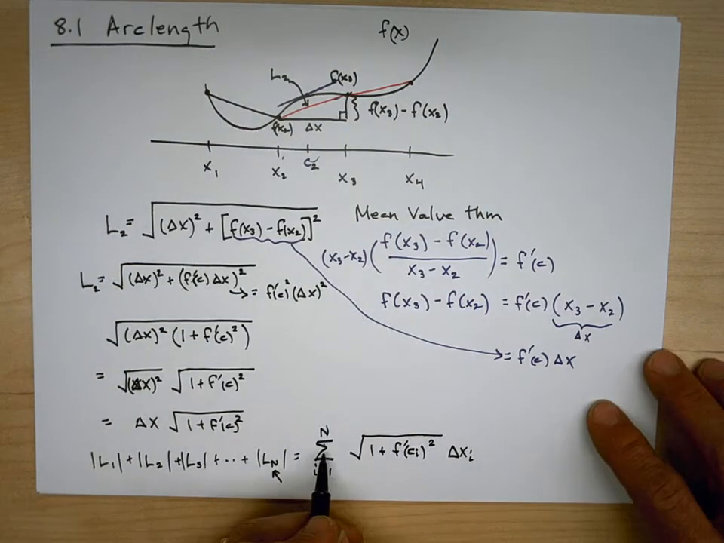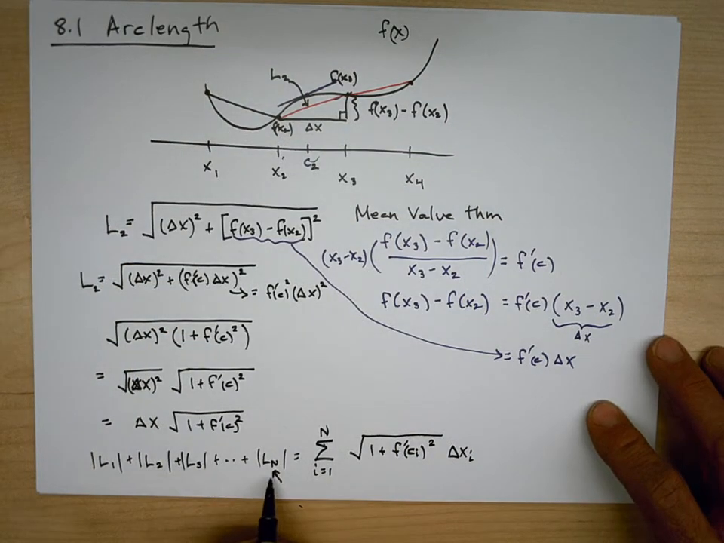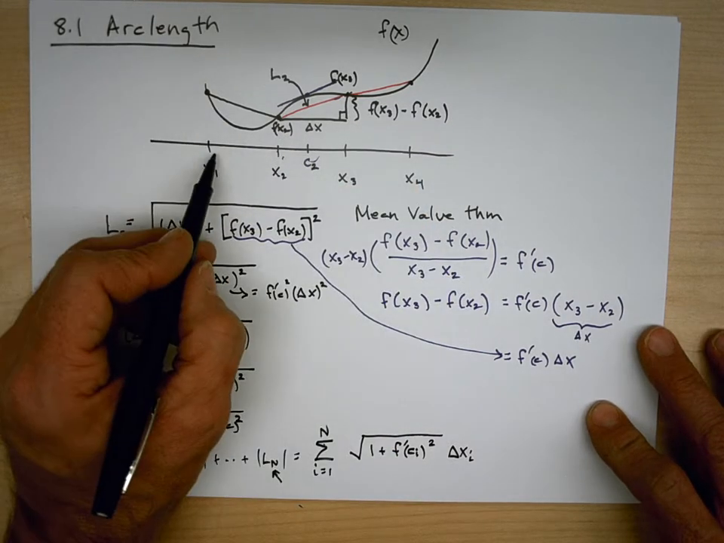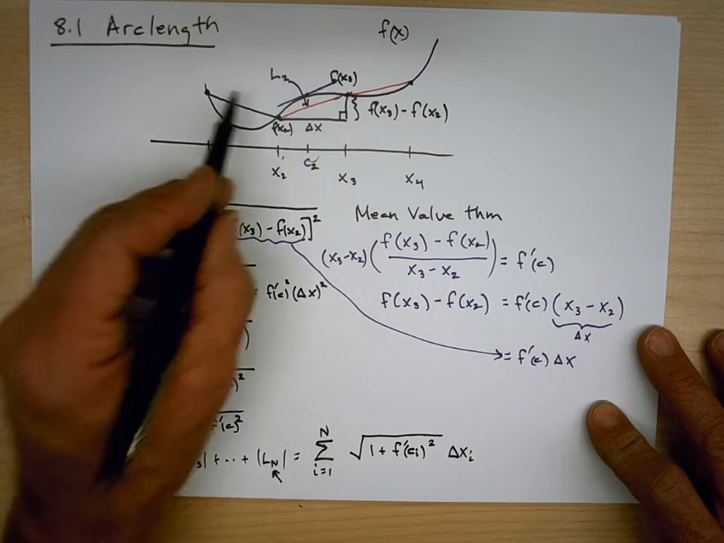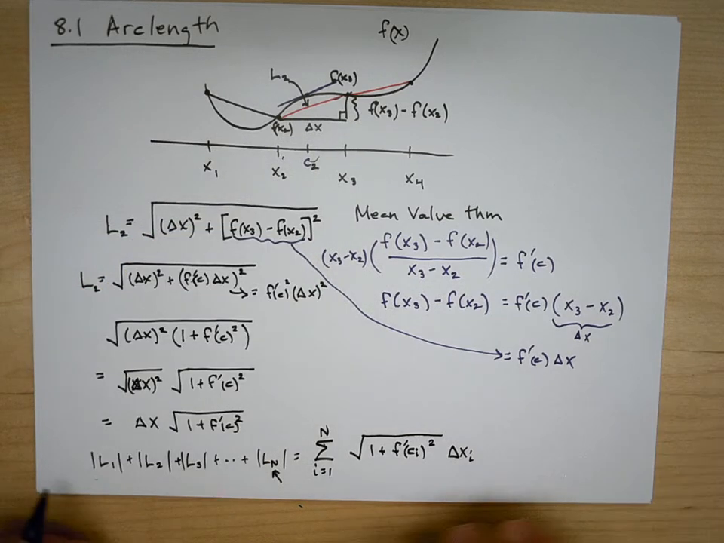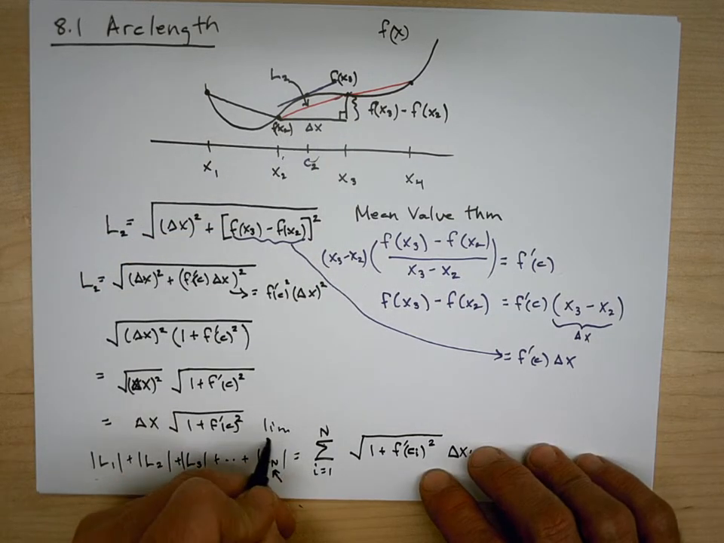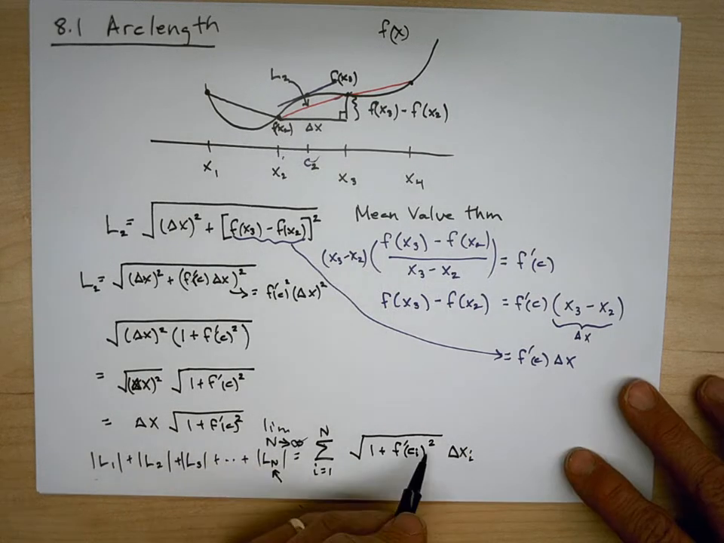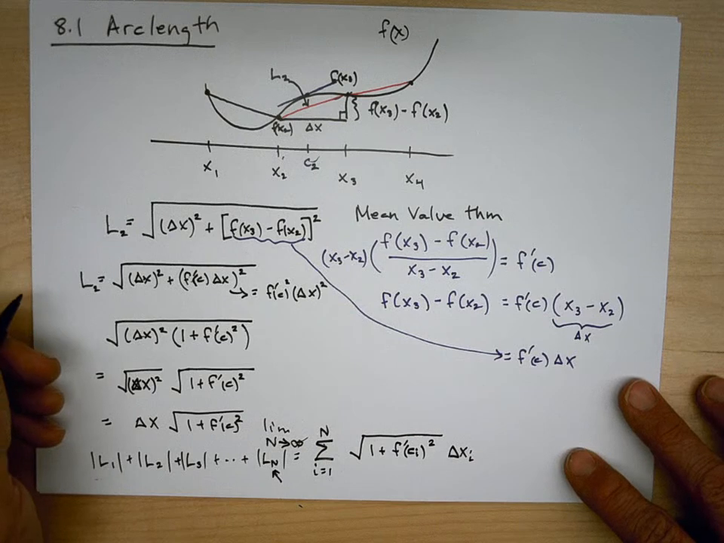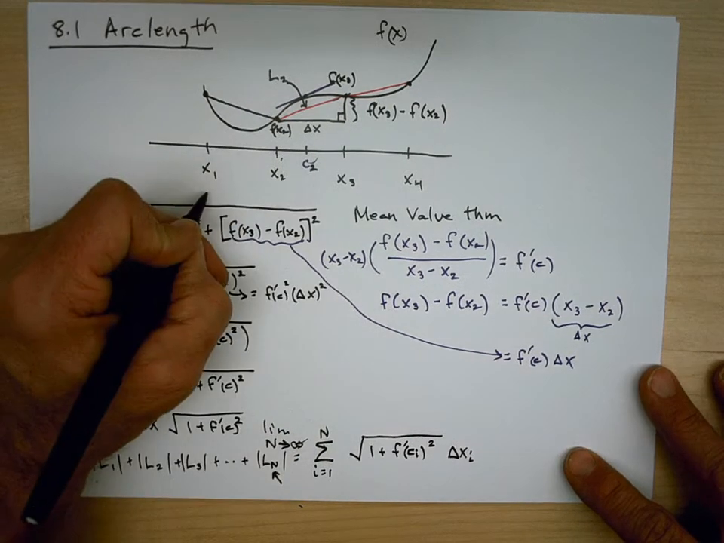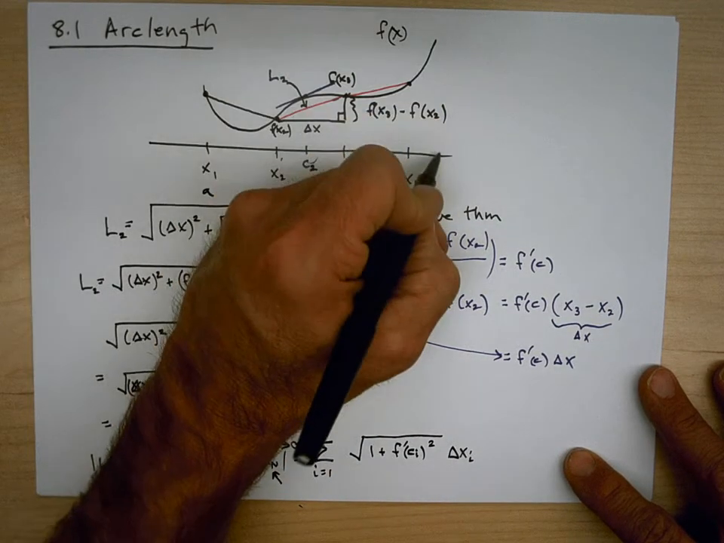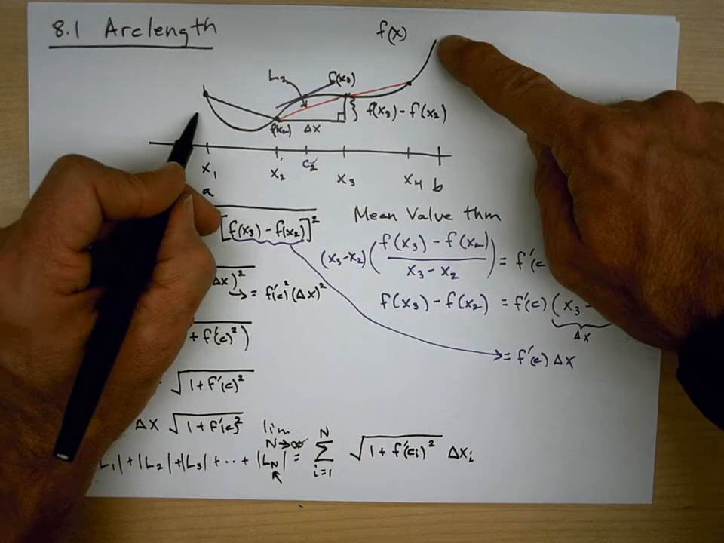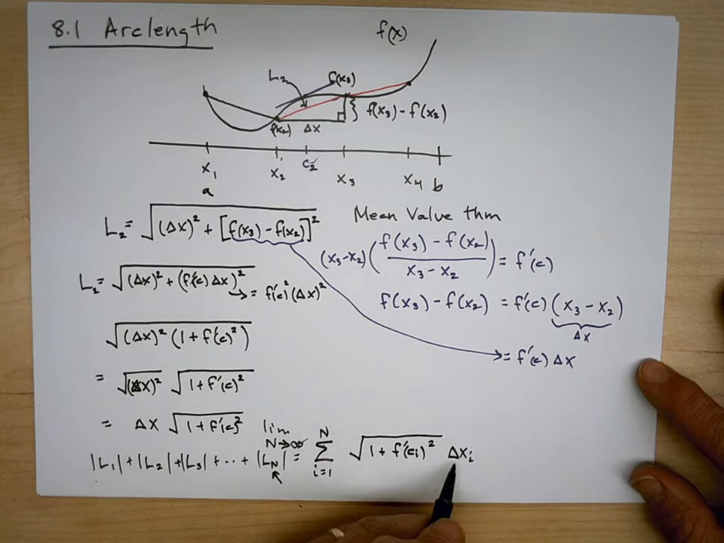All right, now this summation, what we want to do in order to get this arc length exactly is let the number of intervals or the number of lengths go to infinity, right? We want to take the limit as n goes to infinity of all these, and then that will give us the arc length exactly. Now, if we say that it started at A and ended at B, so we want to find the arc length from A to B on this, then this limit gives us an integral.